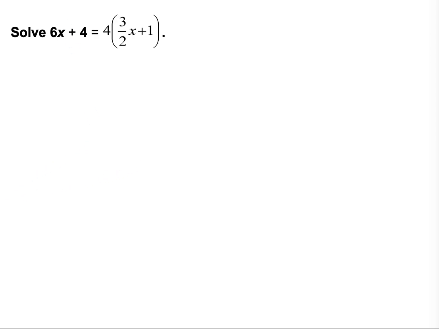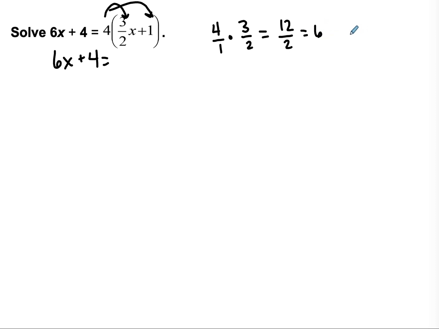All right, let's take a look at this one. 6x plus 4 equals 4 times 3 halves x plus 1. All right, so 6x plus 4, I'm just going to rewrite. 4 times 3 halves x, and the 1 I need to distribute. I'm going to do the fraction multiplication off to the side. I do need to make that 4 a 4 over 1. So 4 over 1 times 3 over 2. 4 times 3 is 12. 1 times 2 is 2. 12 divided by 2 is 6. Okay, so that's 6x. 4 times 1 is 4.